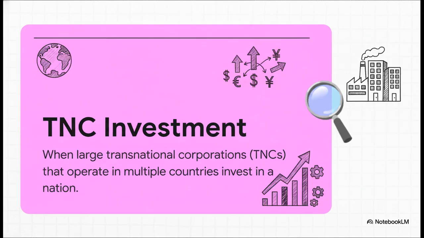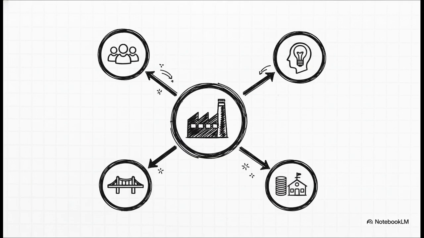And our last tool is TNC Investment. TNCs are transnational corporations, those huge global companies that operate all over the world. You know the names. When one of these companies decides to invest in a developing country, say by building a new factory, that can be a really powerful engine for economic change. And look, when it works well, the benefits are pretty clear. TNCs can create a ton of jobs. They build new infrastructure, they bring in new skills and technology, and crucially, they pay taxes, which gives the government more money to spend on its own people.